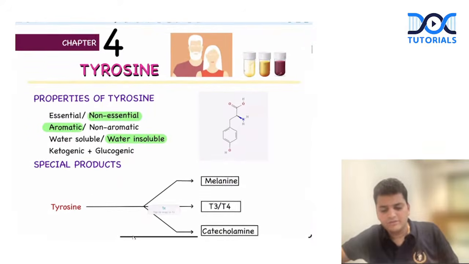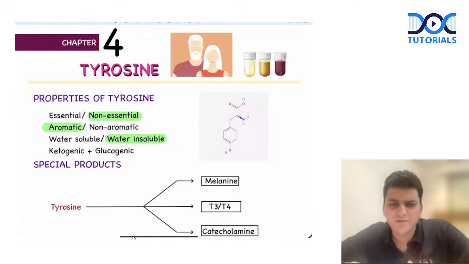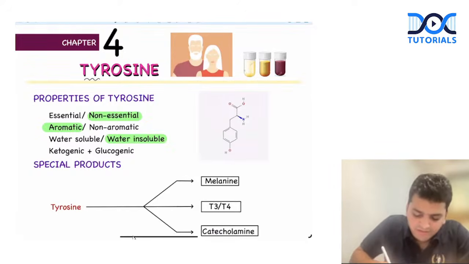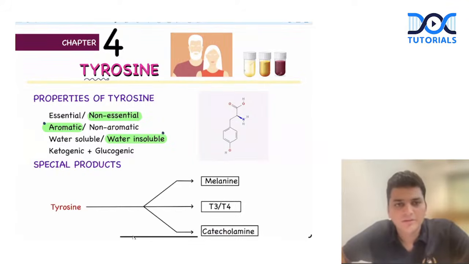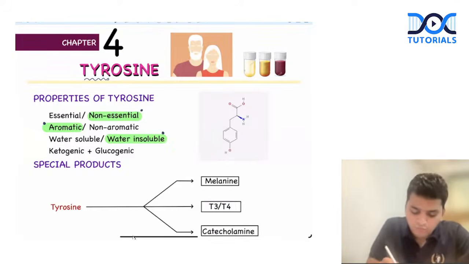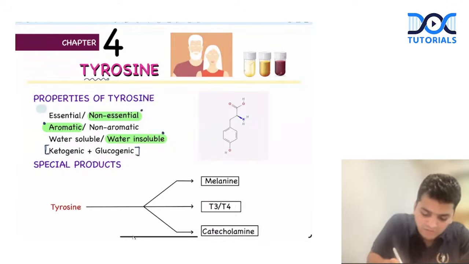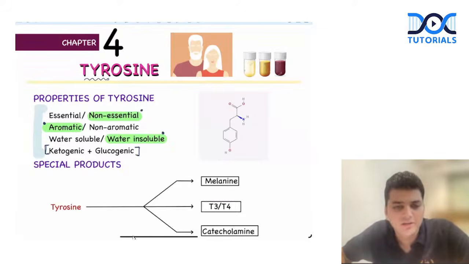The next individual amino acid we are discussing is tyrosine. Just 5 to 10 minutes more, and we'll take a break. When it comes to tyrosine, what are the points that we know about tyrosine already? It's aromatic, and since it's aromatic, aromatics are water insoluble. When it comes to essential and non-essential, we already know tyrosine is non-essential. This is the fifth time we are discussing that tyrosine is non-essential because it can be made from phenylalanine. And all the aromatics are mostly keto plus glucogenic. So these are the first 4 or 5 points, which you already know from the first chapter itself, so I don't have to go into detail of these.